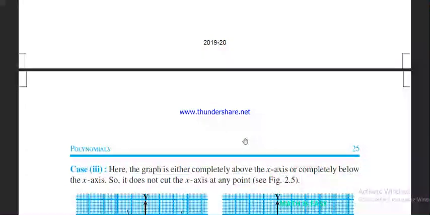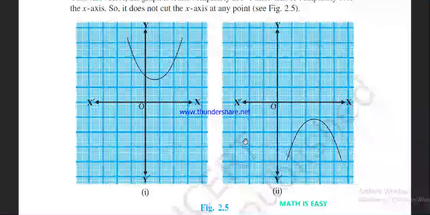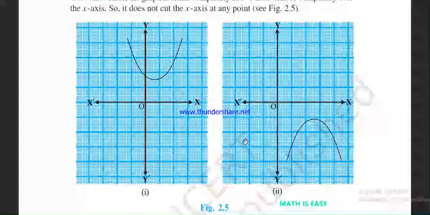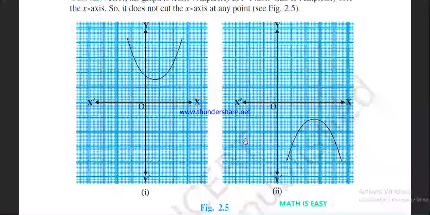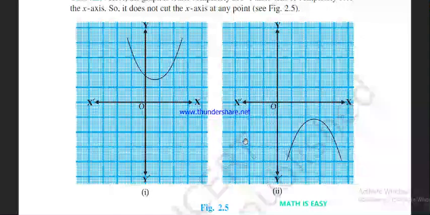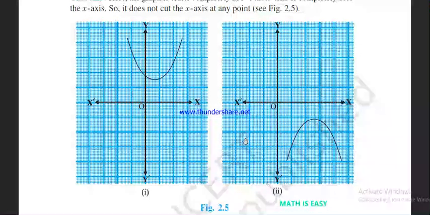Now the third case is this one. The graph is not intersecting the x-axis at any point. There is no intersection with the x-axis. So in this case I can say no solution. The quadratic equation has no solution, which means for the quadratic equation given, there is no real number which satisfies that equation. Okay. So you may have a doubt: if there is no real number, does that mean no solution for that polynomial? In the real number system, yes, no solution.